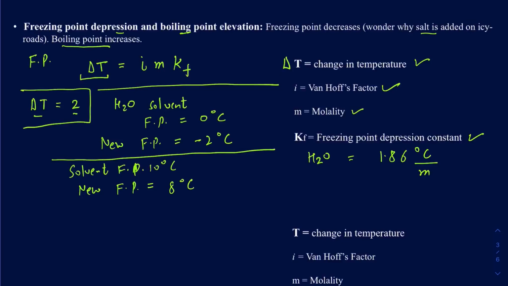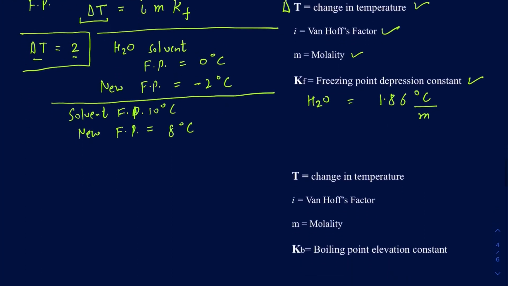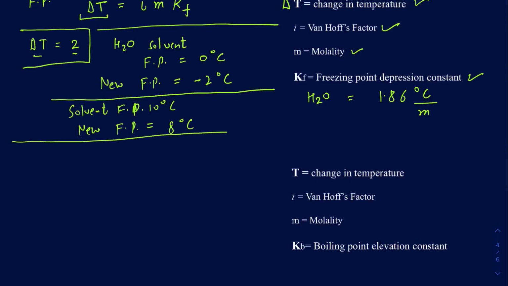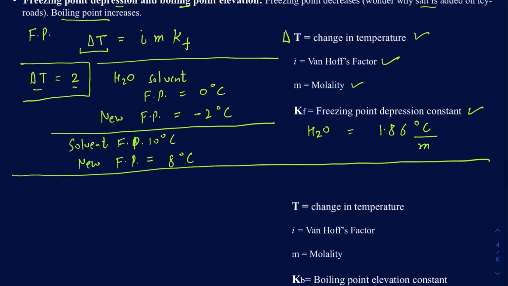So you want to think of that logically as well. You may see some books using the values of Kf to be negative just to take care of that problem, but it's better to think logically. Your freezing point is always going to go down by some units from the normal freezing point of the solvent. And the opposite is going to be true for your boiling point.